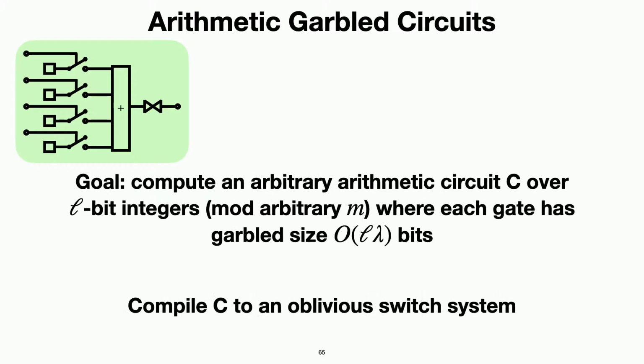Okay, so let's use this gadget as the main component of how to multiply numbers inside of a garbled circuit. So here's going to be the idea. We have some arithmetic circuit, right? Our goal is to compute arithmetic circuits inside garbling. And we have some L-bit integers, let's say modulo some arbitrary m. What we want is a garbled encoding whose size is just L times the security parameter.